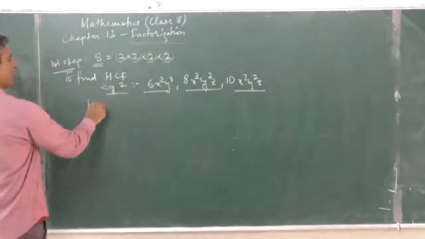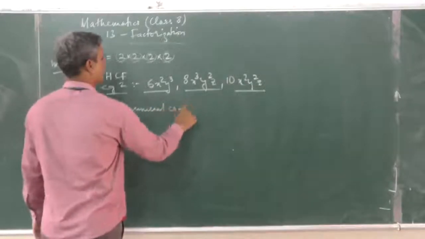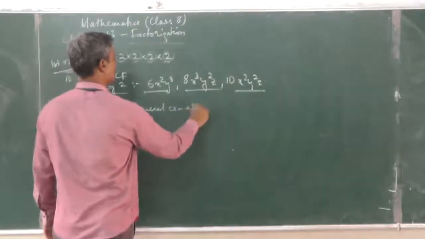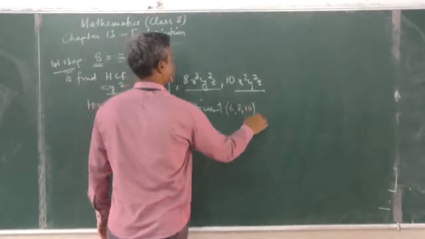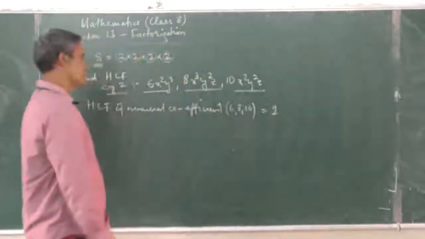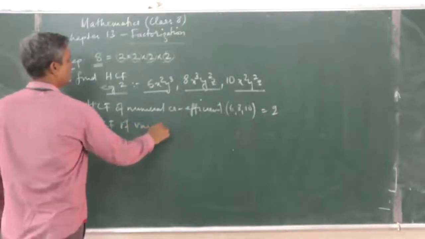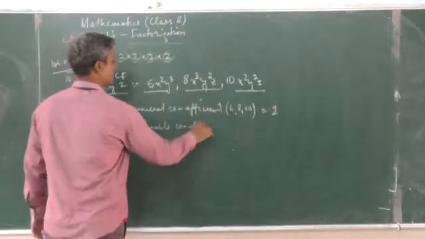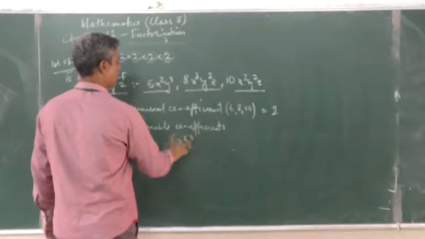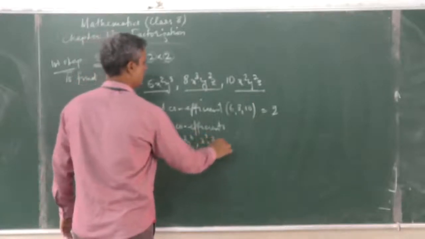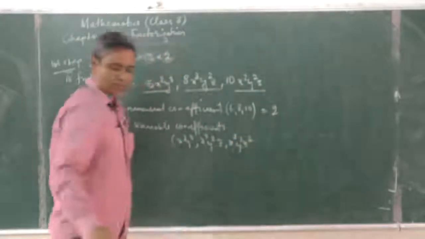First step is to find the HCF of the numeral coefficients, that is of 6, 8 and 10. And you know the HCF is 2. Next we find the HCF of the variable parts, which are x square y cube, x cube y square z, and x square y square z square.